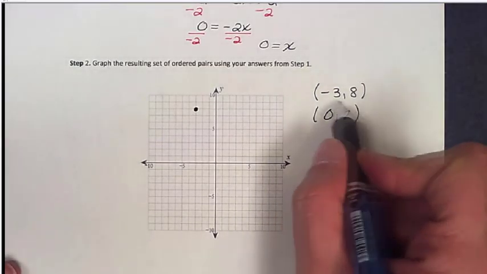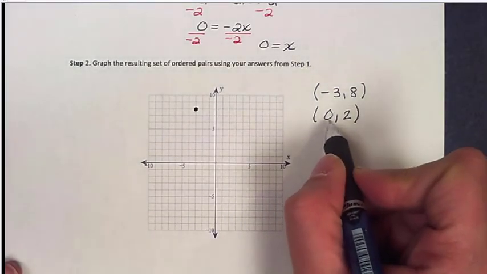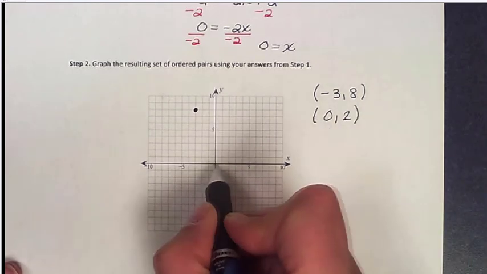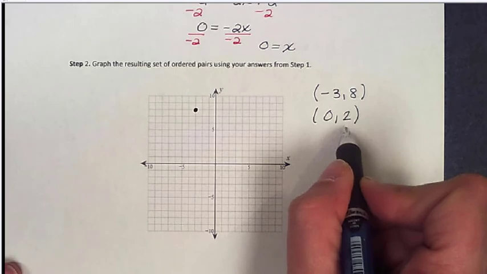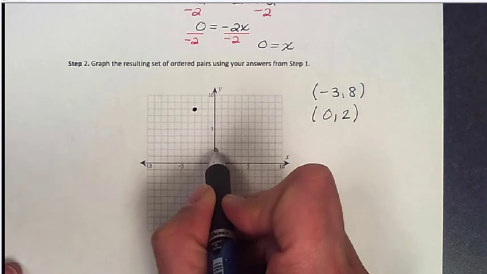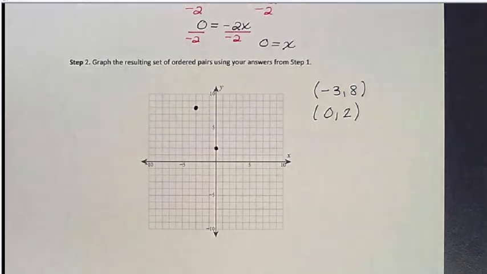So then the second point is 0, 2. So since my x is 0, that means I'm not going to go left or right. So I'm going to stay right here at the origin, and then because my y is 2, I'm going to go up 2. So I'm going to get at that point right there. Now, if I were to connect these 2 points, I would have drawn the line that represents y equals negative 2x plus 2.